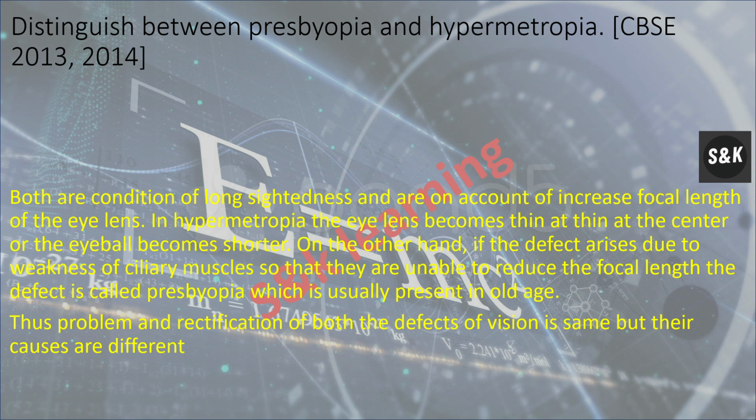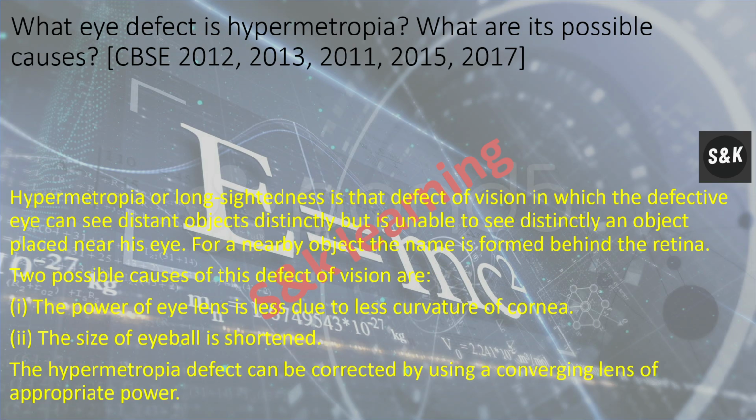Both are conditions of long-sightedness and are on account of increased focal length of the eyeball. In hypermetropia, the eye lens becomes thin or the eyeball becomes shorter. On the other hand, if the defect arises due to weakness of the ciliary muscles so that they are unable to reduce the focal length, the defect is called presbyopia, which is usually present in old age.